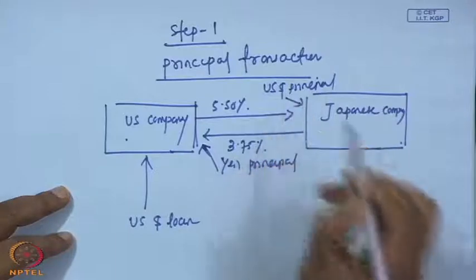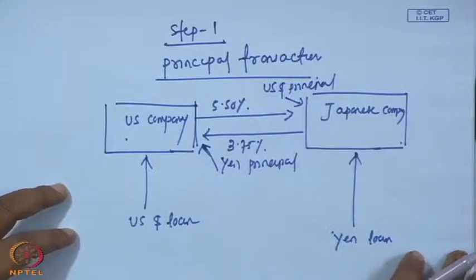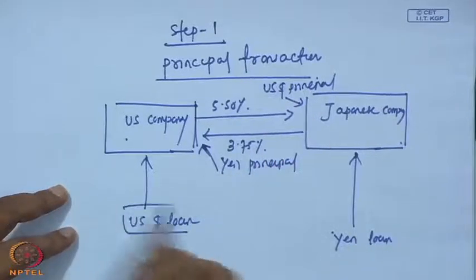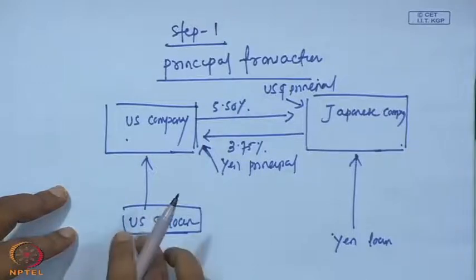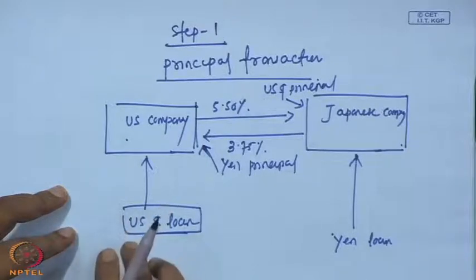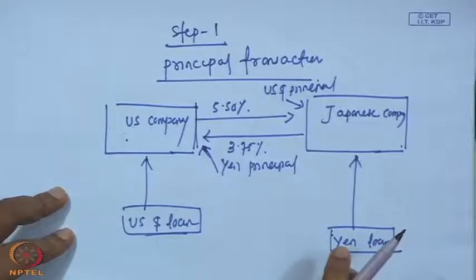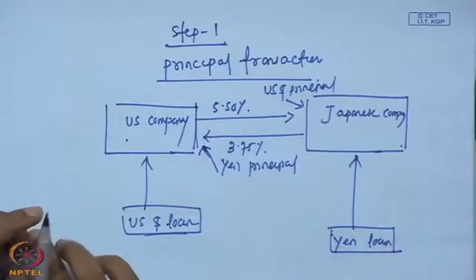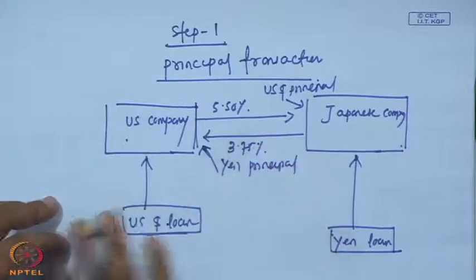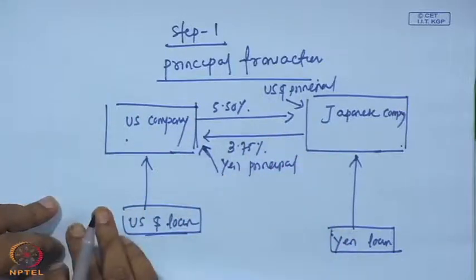However, the US dollar loan was raised by the US company in the US market, and the Japanese yen loan was raised by the Japanese company in the Japanese market. So, these two principal transactions close here.